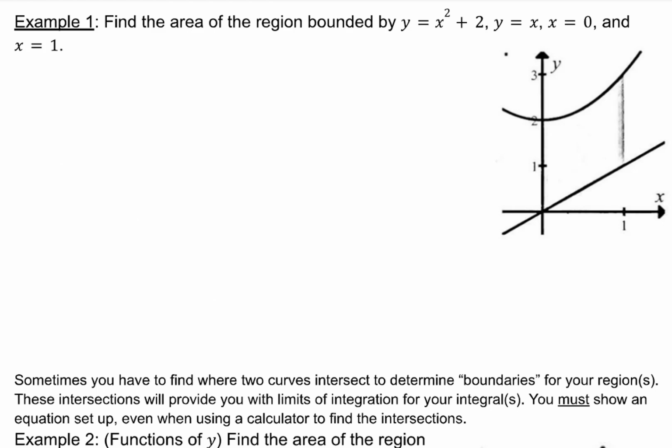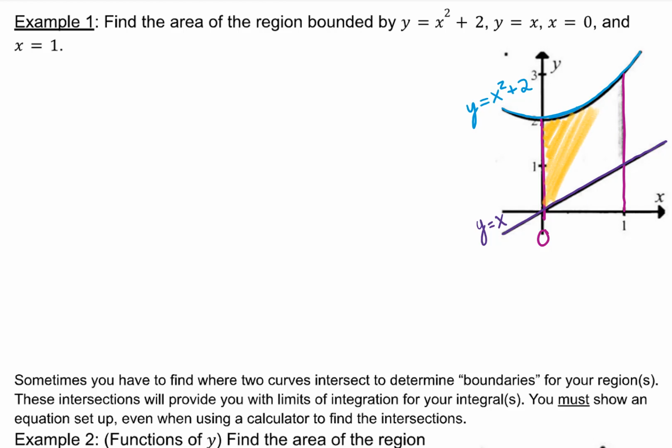For example 1, find the area of the region bounded by y equals x squared plus 2, y equals x, from left side is 0, right side is 1. Which curve is the top curve? Well, visually it is this one. That would be the x squared plus 2 function. Our lower curve is a line represented by y equals x.